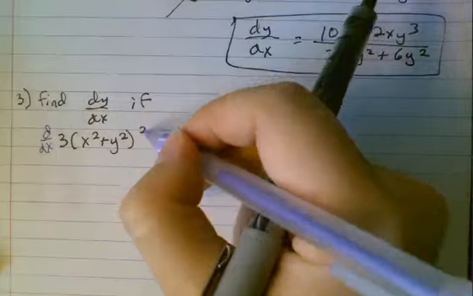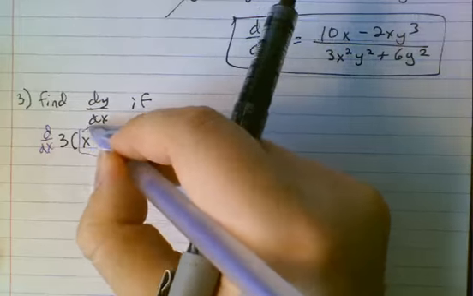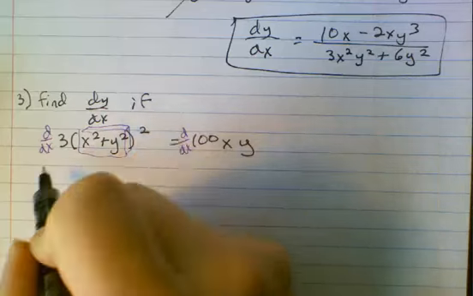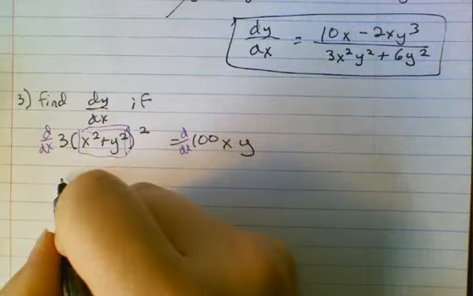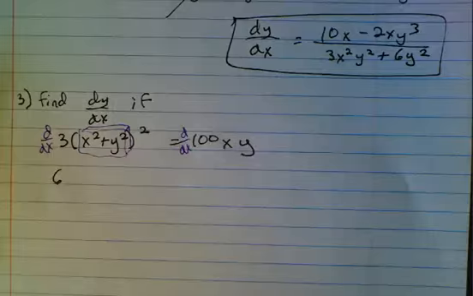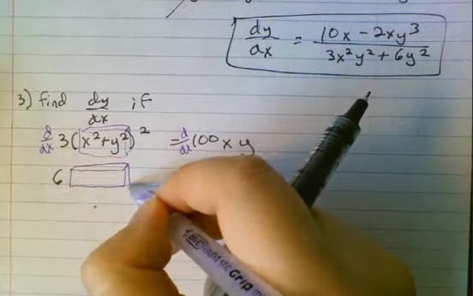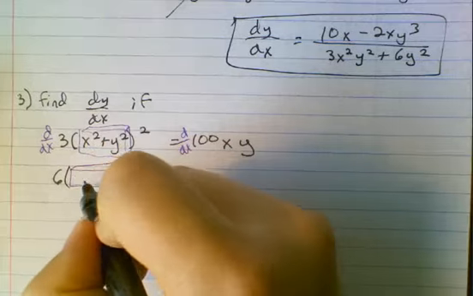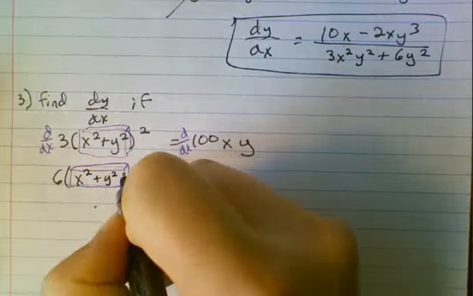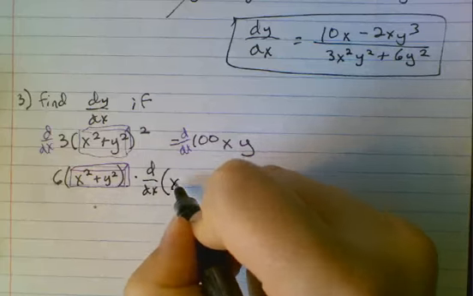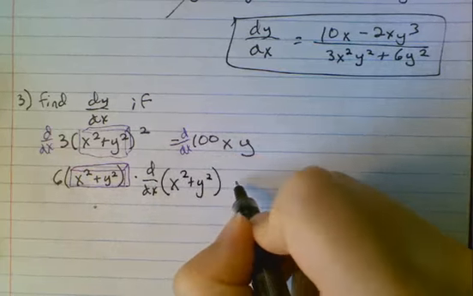And one of the things that we notice here is that we have a squared, so we've got a box function right there. So when we do this, we're going to bring down the 2. That's 3 times 2, that's 6, times 3x squared plus y squared times the derivative with respect to x of 3x squared plus y squared.